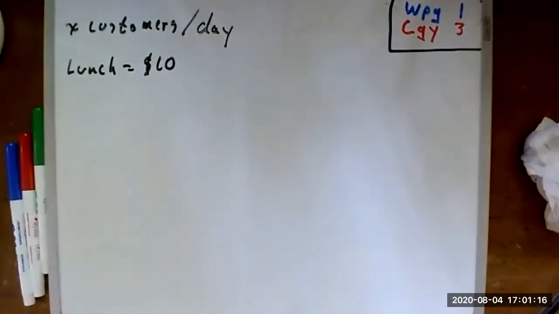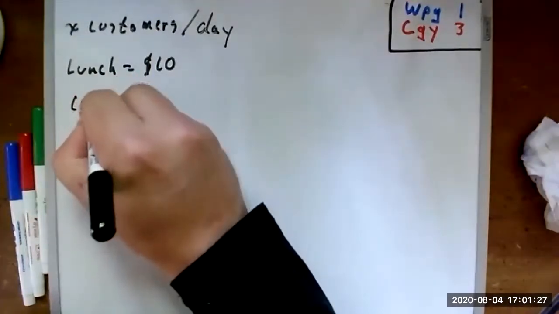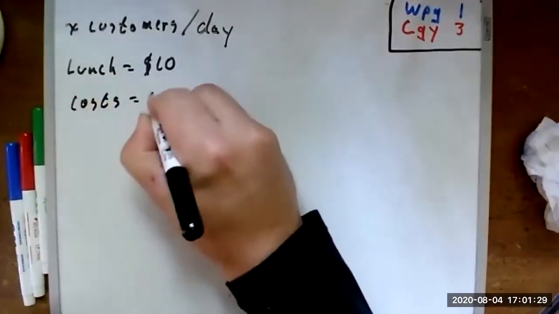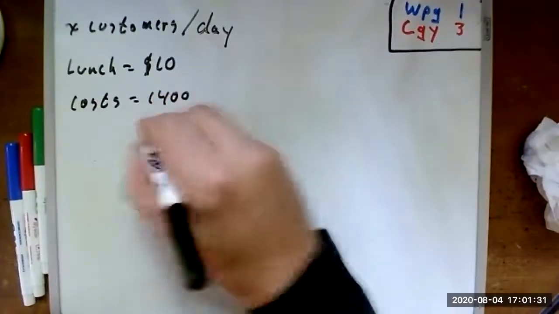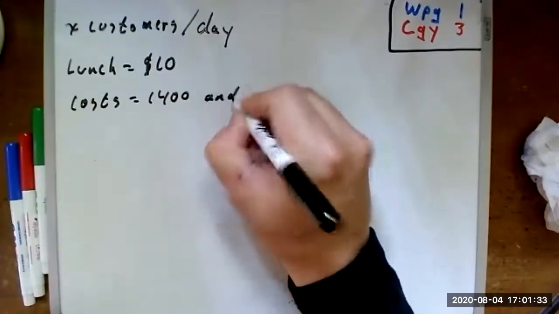Each customer buys a lunch special, which has a price of $10. No problem. The restaurant has fixed costs of $1,400 for rent and electricity, etc., and each lunch special costs $4 to prepare.